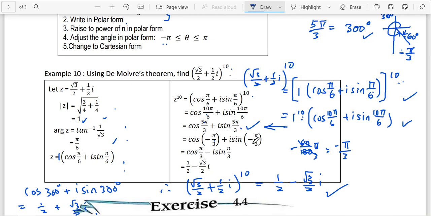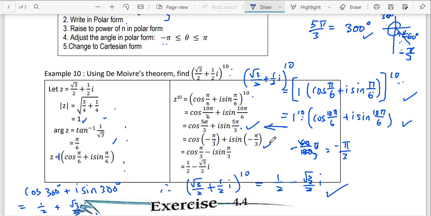Can you understand why negative pi over 3? Because this one is more than pi already. If more than pi, you have to check where it should be put. You find that it is in the fourth quadrant. Fourth quadrant is a negative angle, so you count from here to here, which is 60, which is pi over 3. Because it is a negative angle, you put negative pi over 3. This is negative 60. So you change the angle to negative pi over 3.